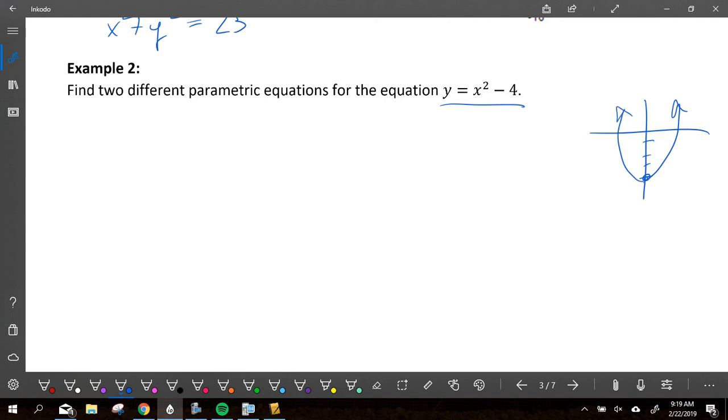Lester, it seems like you've had some success. What'd you do? I said x equals t. All right, so he said x is equal to t. If x is equal to t, what'd you do from there? I just did y equals t squared minus 4. Yeah. That's the easiest one to do. That one is almost so easy it's dumb. It doesn't make a lot of sense.